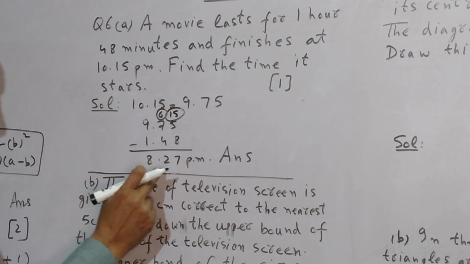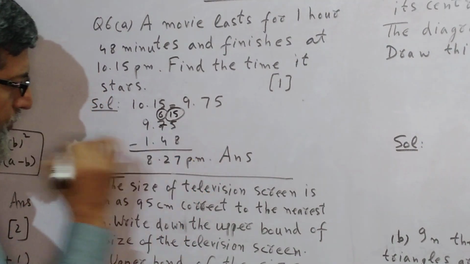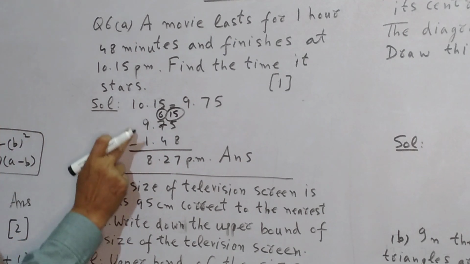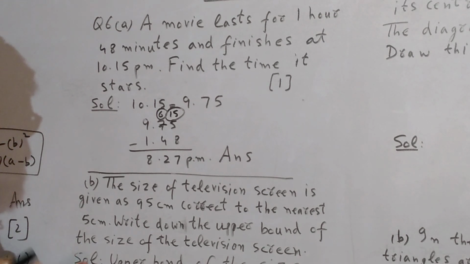So 15 minus 8, that is 7, and 6 minus 2, that is 2 here. So now 9 minus 1, that is 8. So the answer is 8 hours 27 minutes p.m. It was the starting time of the movie. Now we move to the next part.